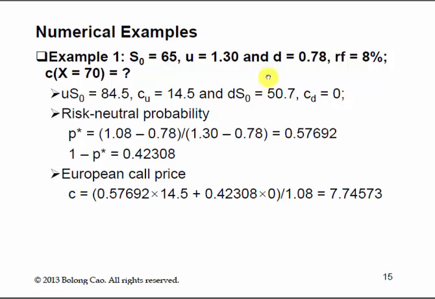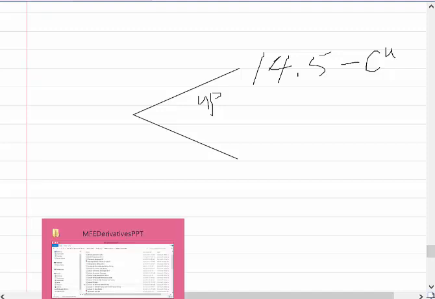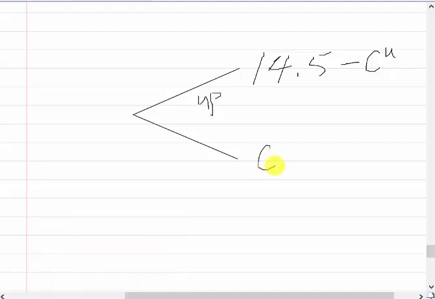In the downstate, we have 0.78 times 65, and that gives us 50.7, which is below the strike price. The call option is out of the money. So in the downstate, the call payoff is 0.